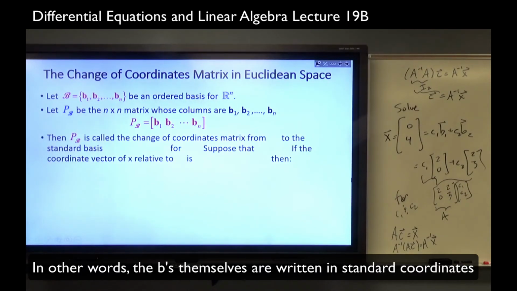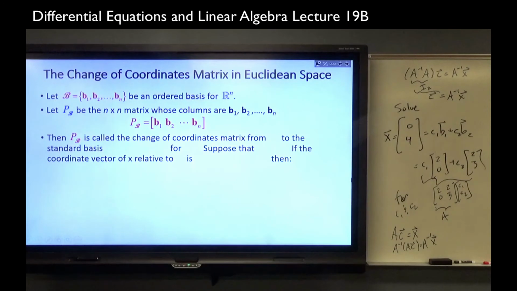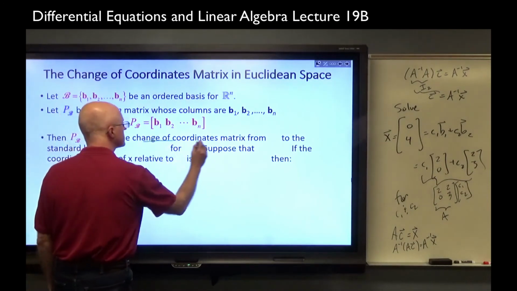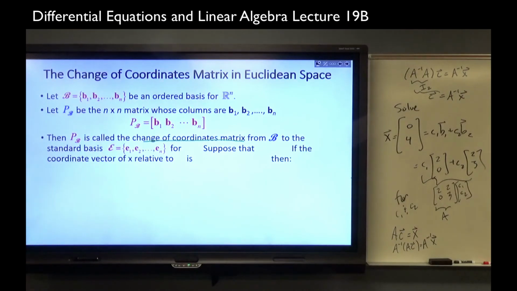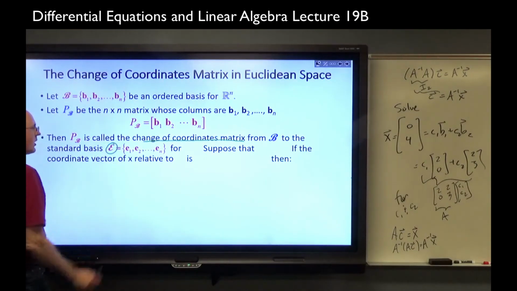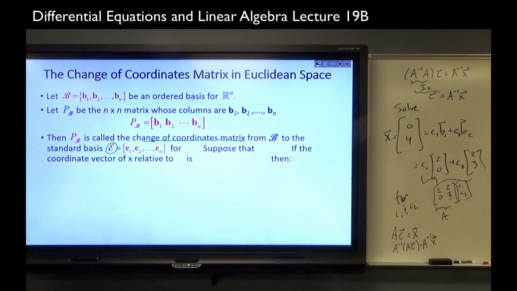P sub B is called the change of coordinates matrix, the change of coordinates matrix from B to the standard basis, which I'm even giving a symbol for, cursive E for Rn. It's called a change of coordinates matrix.